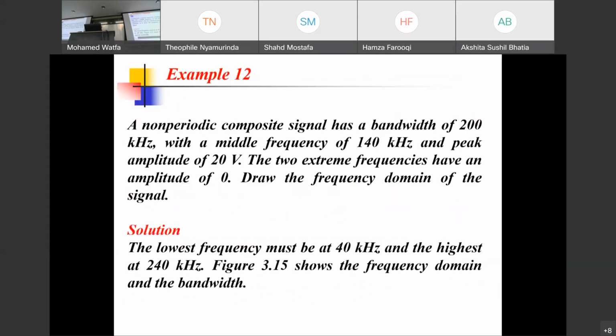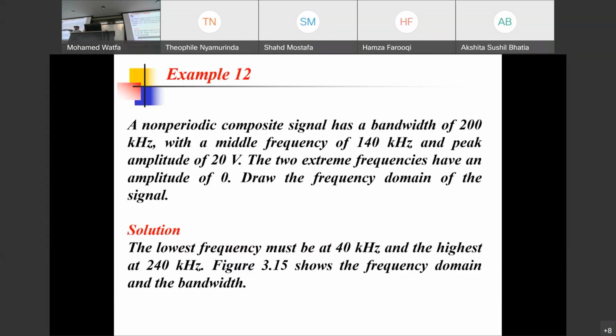One more example. A non-periodic. We didn't do any non-periodics. Yes, a non-periodic signal, composite. It's non-periodic, composite, has a bandwidth of 200. So the biggest minus the smallest is 200. That's what you need to imagine. Non-periodic is going to be continuous.